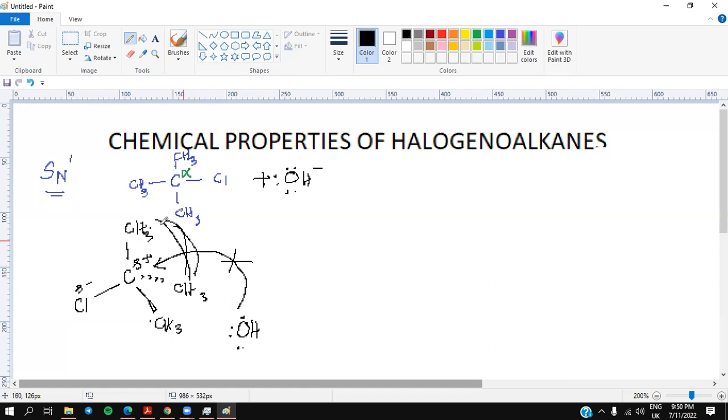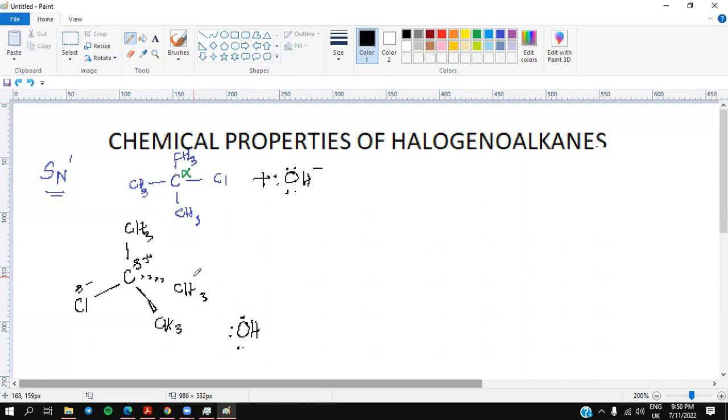This part is shielded. No one can enter. Not because of anything else. The 3 CH3 groups block this right-hand side, so there's no room for OH to come in. Therefore, I had to take this OH out from here because it doesn't react in that manner.